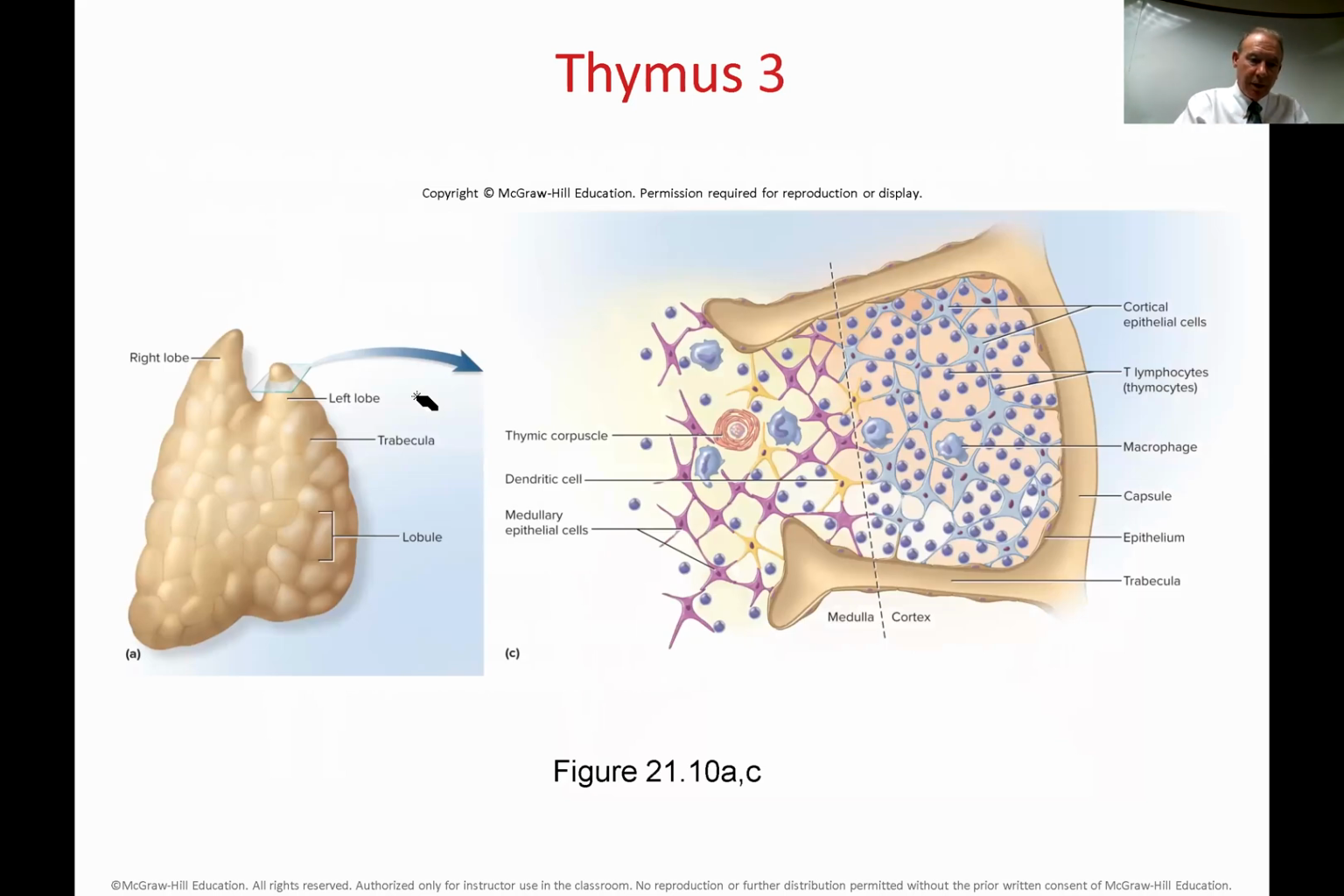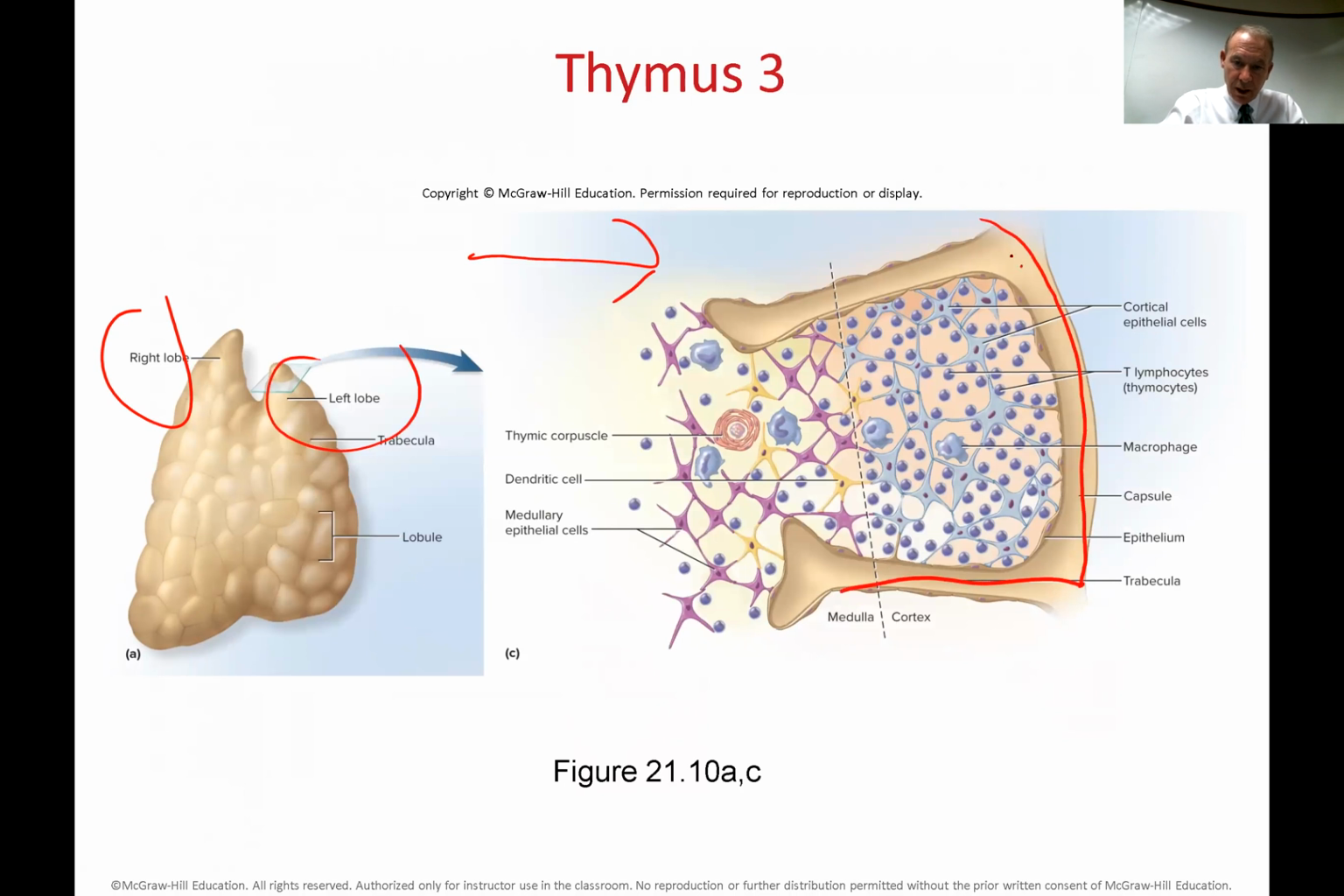So here's a picture of the thymus. Kind of looks like the thyroid. There's a right lobe, and there's a left lobe. And these little areas within the thymus, they're called lobules. So on the right, we're looking at a lobule, and we can see the capsule of the thymus on the outside, and then it scoots in to partition off, almost like when you're cutting a pie, the thymus into different lobules.